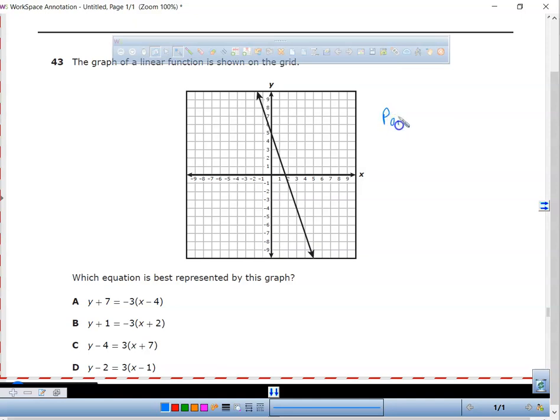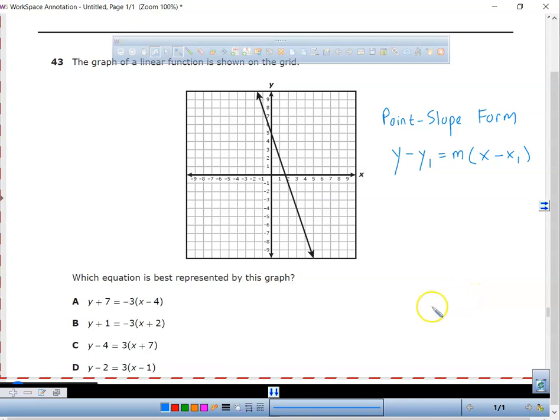Point-slope form. So could you please write point-slope form? Okay. Point-slope form is y minus y1 equals m parentheses x minus x1. These are all in point-slope form. All right. All we're looking for is a point and a slope.